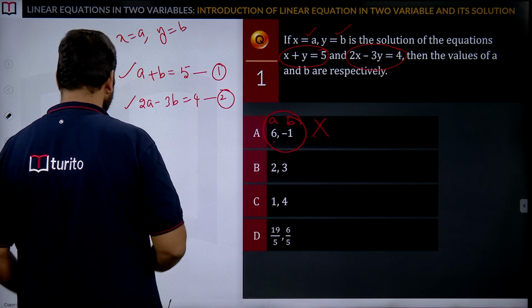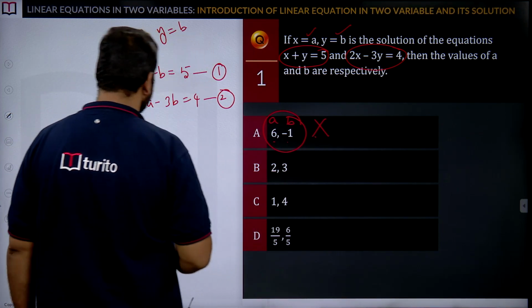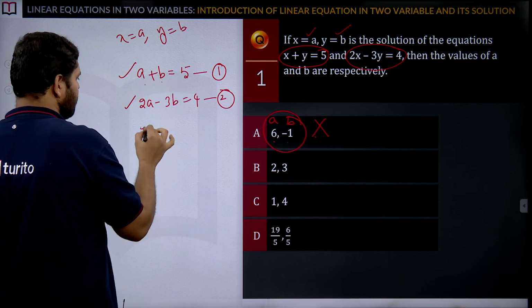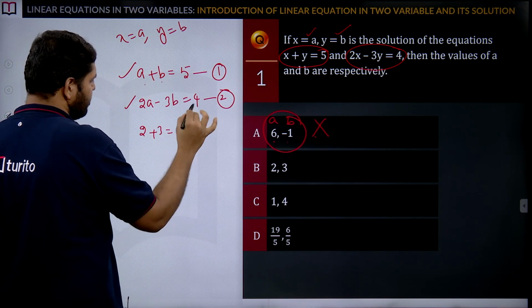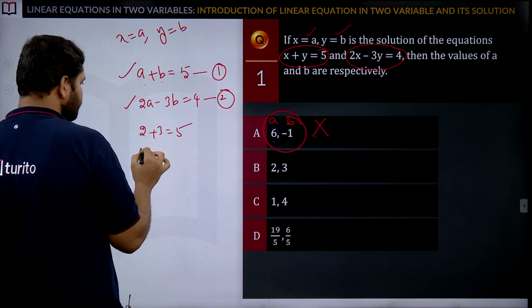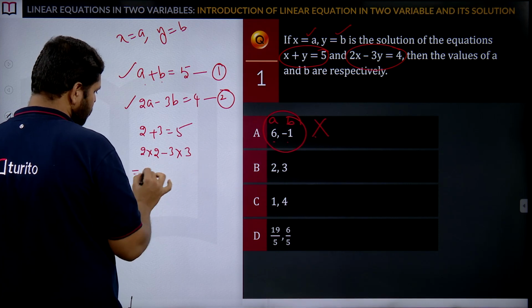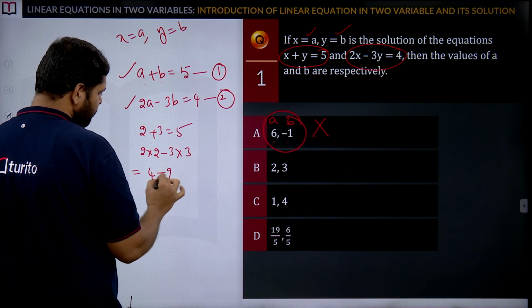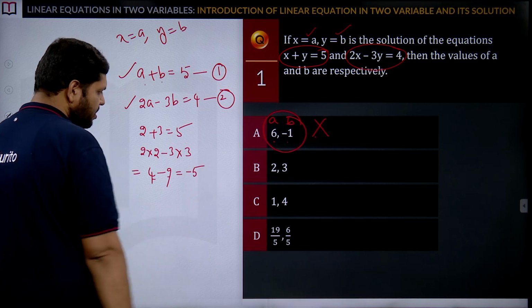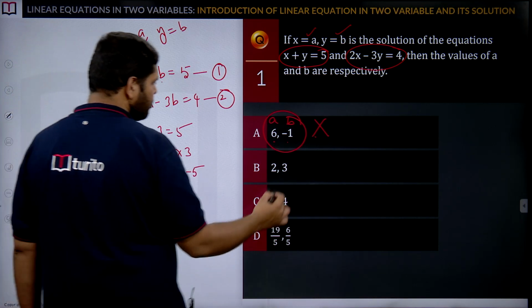What is the second option, children? a is equal to 2 and b is equal to 3. So 2 plus 3, this is 5, satisfied. And the same thing, check for the second equation. This is 2 into 2 minus 3 into 3. So 2 twos are 4, 3 threes are 9. So 4 minus 9, we got minus 5, children. So not satisfied, fail. So the second option also fails.